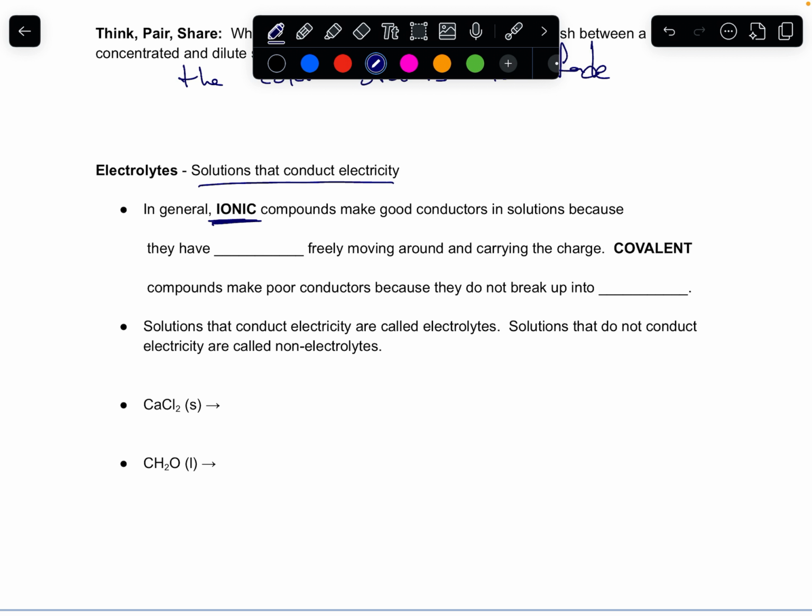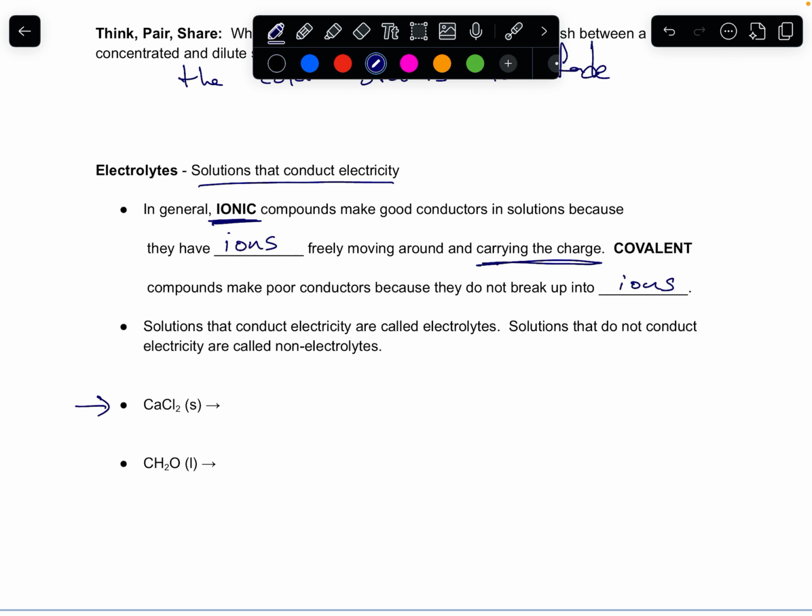So ionic compounds, when they dissolve, are going to be able to conduct electricity because when they dissolve, they have ions. They break up into Na+ and Cl-. They have those charges, so those ions carry the charge. Covalent compounds, however, are going to be poor conductors because they do not break up into those ions. They stay together.